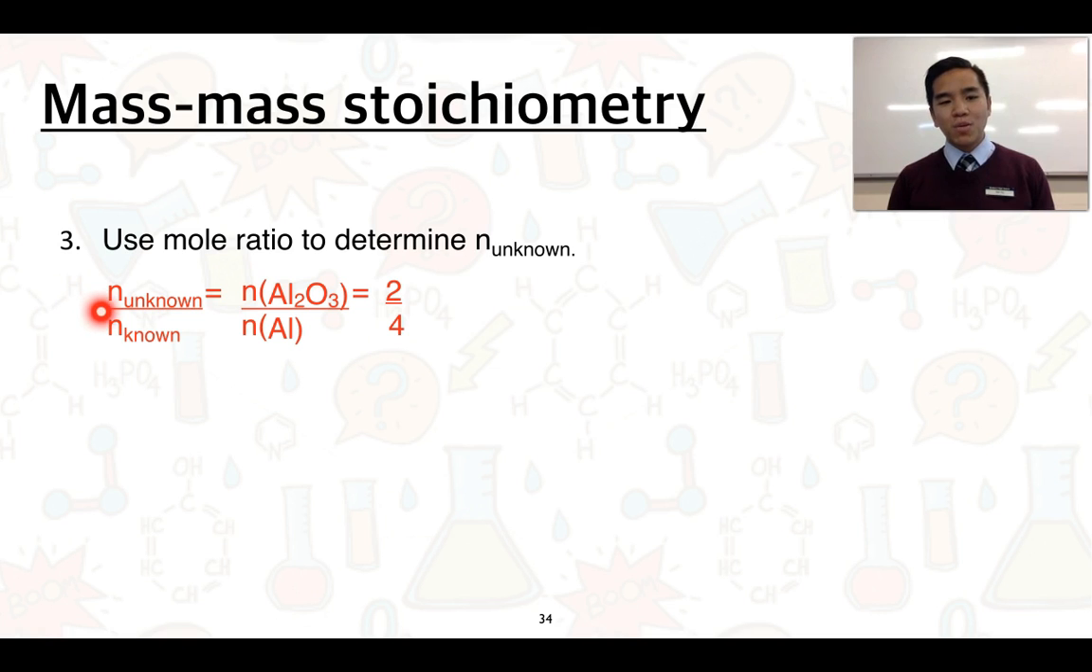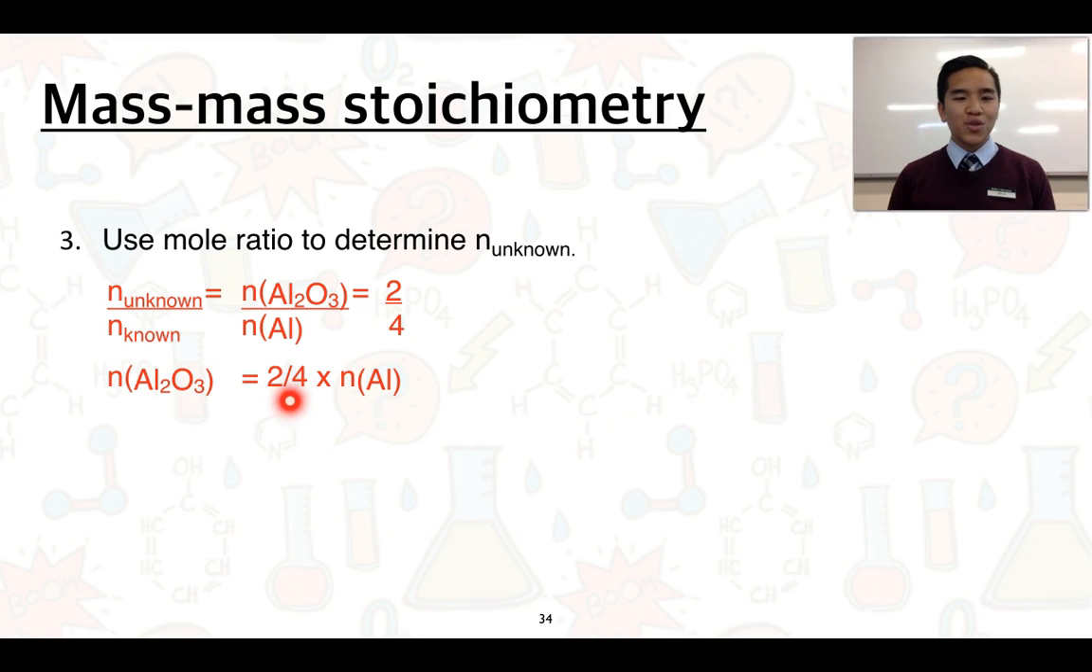We can represent this mole ratio as a fraction, and this fraction I would like for you to represent as the number of moles of unknown divided by the number of moles of your known. Our unknown is aluminium oxide, our known is aluminium. And if we just take those coefficients at the start of the chemical formulae, we have 2 over 4. This then allows us to rearrange the equation to solve for the number of moles of aluminium oxide. Keep in mind that we calculated this in the second step. So we now will get the number of moles of aluminium oxide equal to 2 over 4 times the number of moles of aluminium.